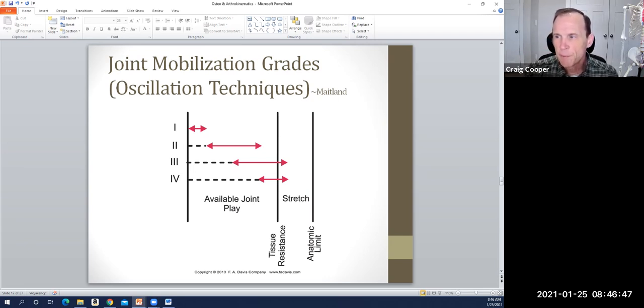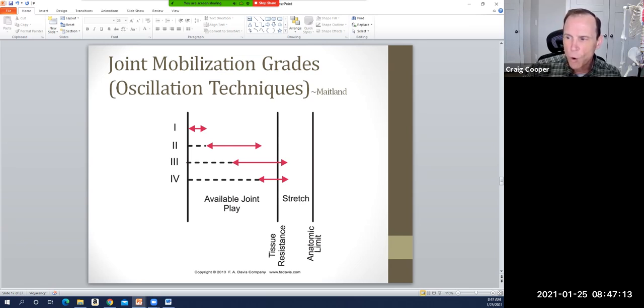All right, so let's talk about these grades. There's two different ways that mobilizations are commonly graded. The Maitland one is probably the most well-known. These are oscillations, so you're going back and forth with them. If you look at the size of the arrows and how far we're moving, that gives you an indication of how the grade is set up.